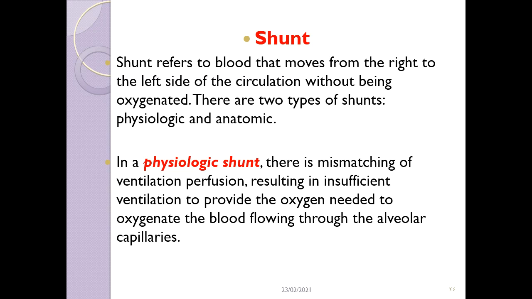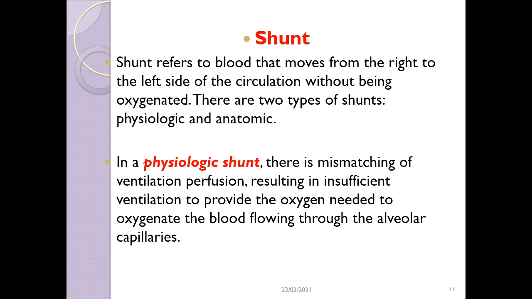Let's go and understand what is the meaning of a shunt. Shunt refers to the blood that moves from the right to the left side of the circulation without being oxygenated. There are two types of shunt, which are the physiological shunt and the anatomic shunt.